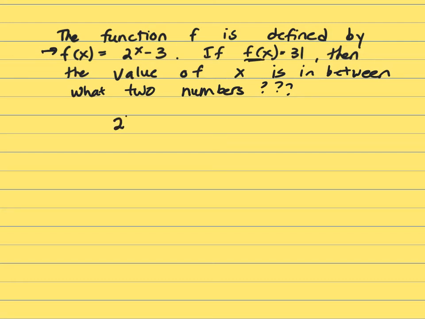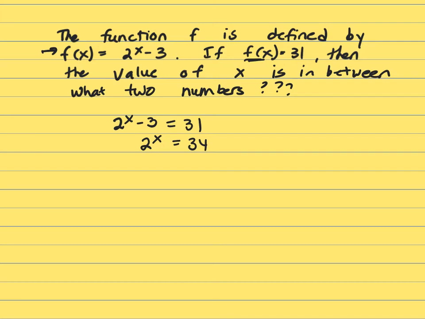So let's take our expression 2x minus 3, that's actually an equation, not an expression, 2x minus 3, and set it equal to 31. And we're trying to figure out the value of x, what two values it's in between. So let's add 3 to both sides and that gives you 34, okay?